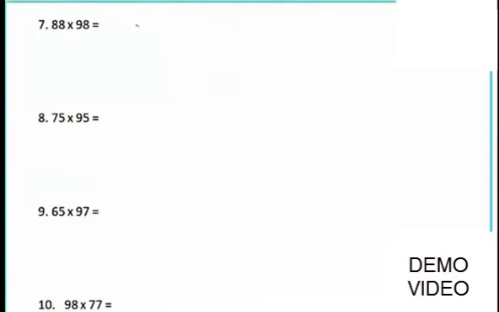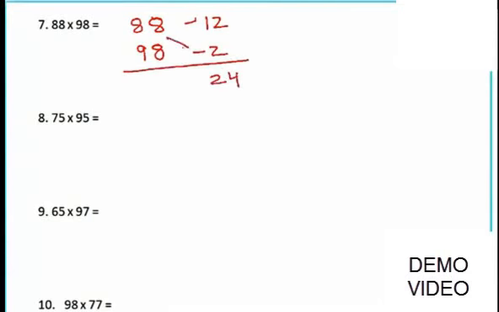Okay friends, now let's take more examples. 88 into 98. Let's begin. 88 into 98. It is minus 12 from 100 and it is minus 2. So 2 12s are 24. 88 minus 2 will give us 86. So 88 into 98 is 8624.